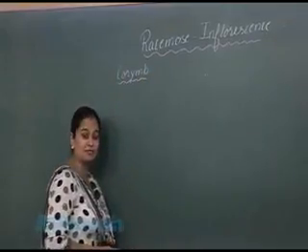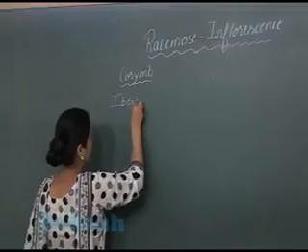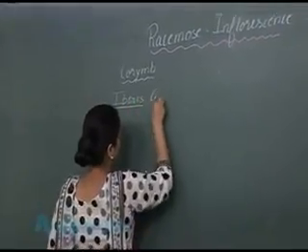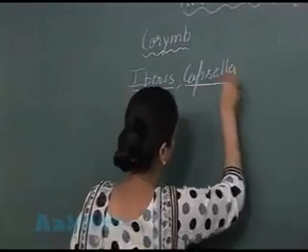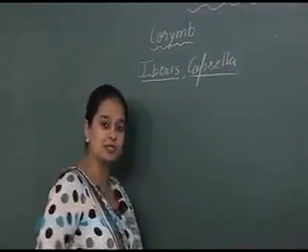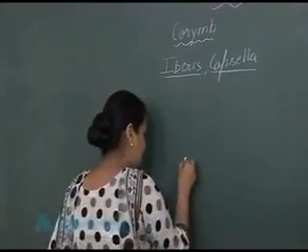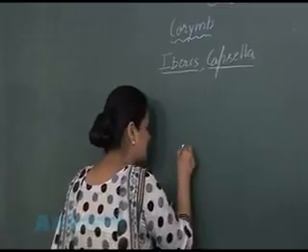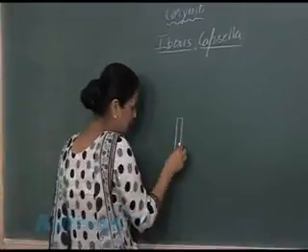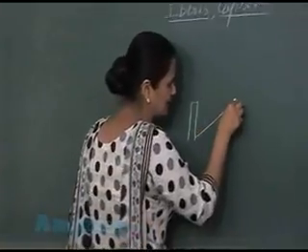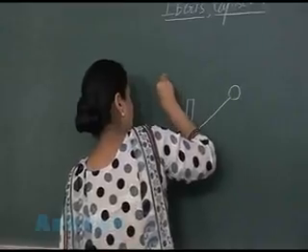Now the corymb inflorescence, it is present in the iris. Second example for this is capsella. Now in the corymb inflorescence, the inflorescence axis is short. So like this, the inflorescence axis is now shortened, and from the different points the flowers will arise. Different points से flowers arise हो रहे हैं.